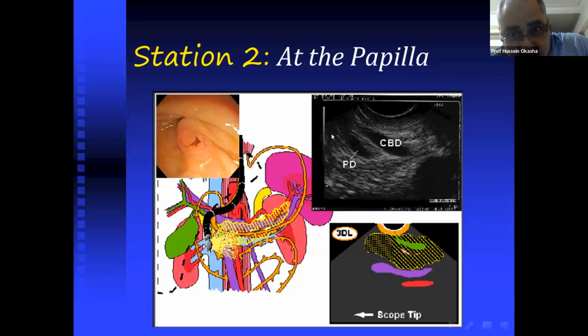Here we can see the abdominal aorta or the inferior vena cava, but it will appear as a circular structure because we release the upward deflection. So this is the stack sign at the region of the papilla: the common bile duct near to the echo endoscope, and the pancreatic duct away from the echo endoscope.